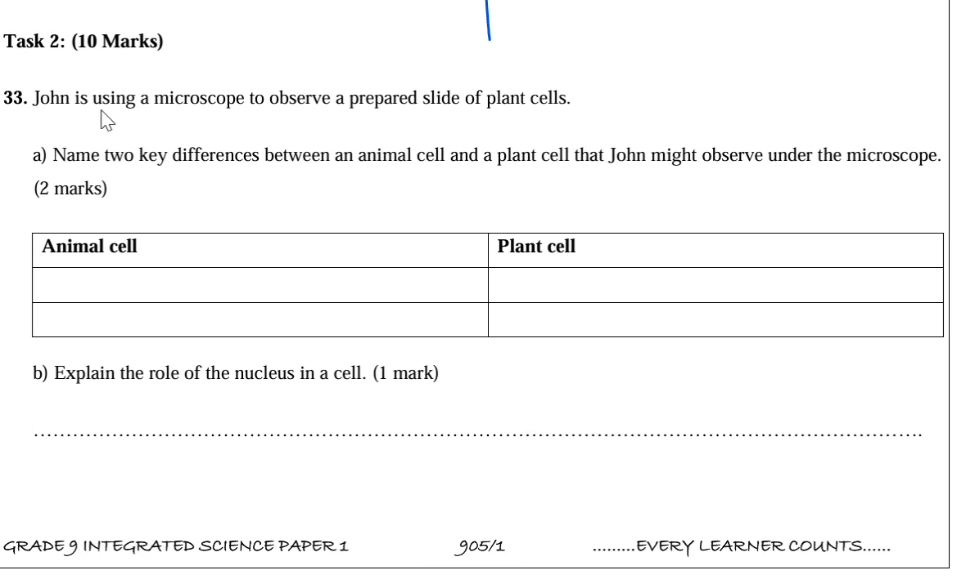John is using a microscope to observe a prepared slide of plant cells. Name 2 key differences between an animal cell and a plant cell that John might observe under the microscope. So you know that an animal cell lacks a cell wall. What about plant cell? Plant cells have a rigid cell wall. So that is the first difference.